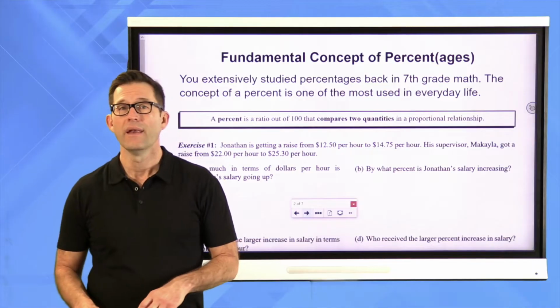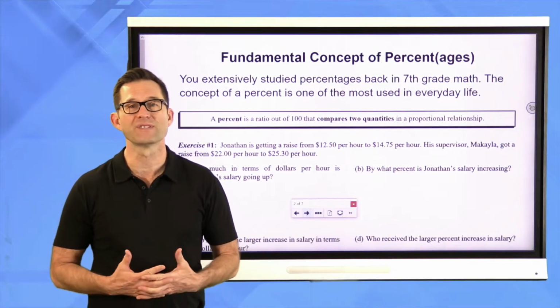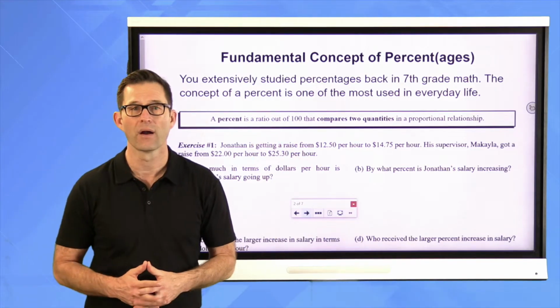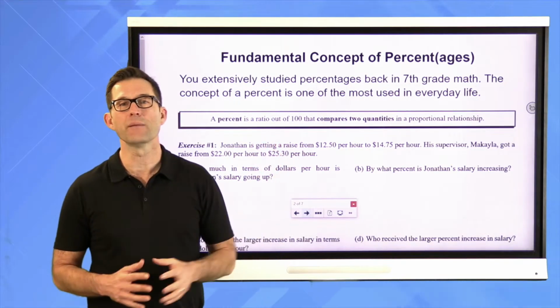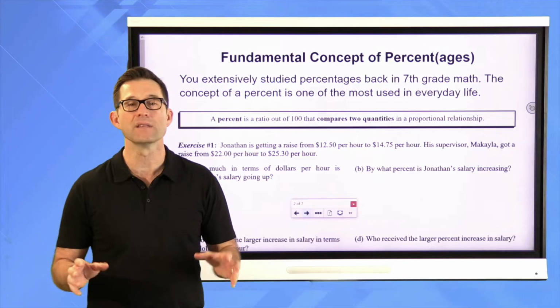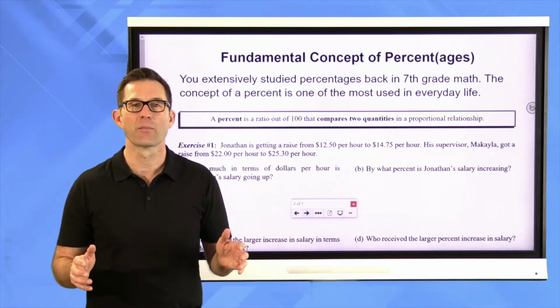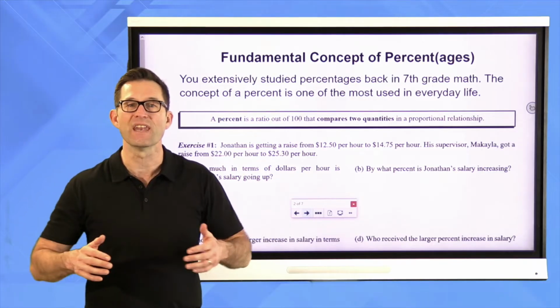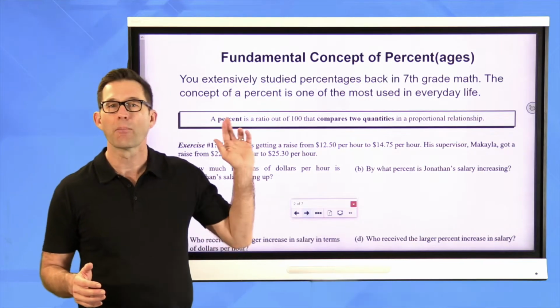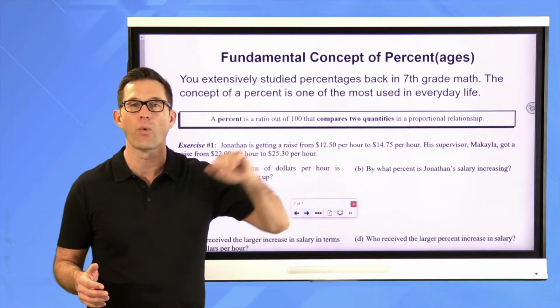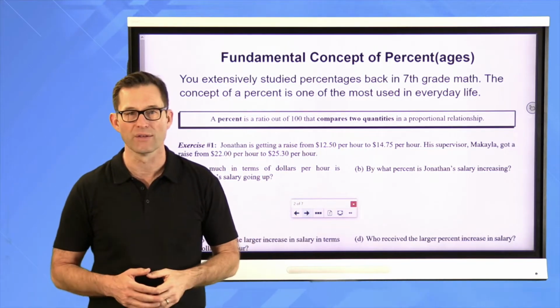Now, the fundamental concept of percent or percentages, there's a slight difference between those, but I don't care. You extensively studied percentages back in 7th grade. That's the year that you really dig into them. The concept of a percent is one of the most used in everyday life. A percent is simply a ratio out of 100 that compares two quantities in a proportional relationship.